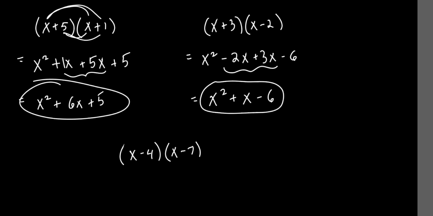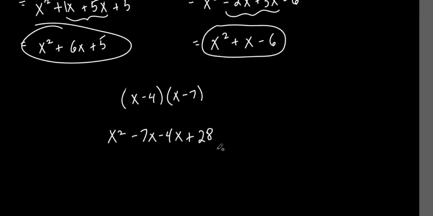All right, 30 seconds is up. Did you finish? All right, let's do it. First, outside, inside, last. So the first, x squared. Outside, negative 7x. Inside, negative 4x. Last, positive 28. Going a little quicker because we've seen this a couple times already.